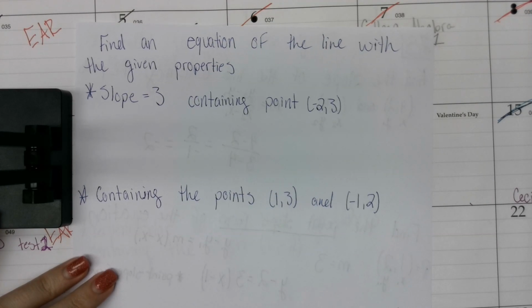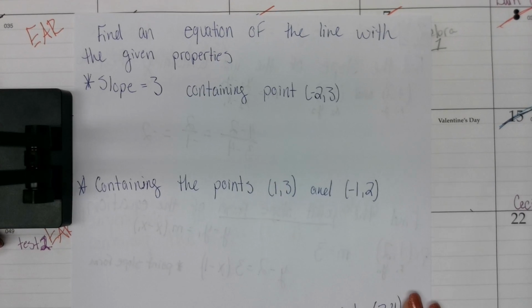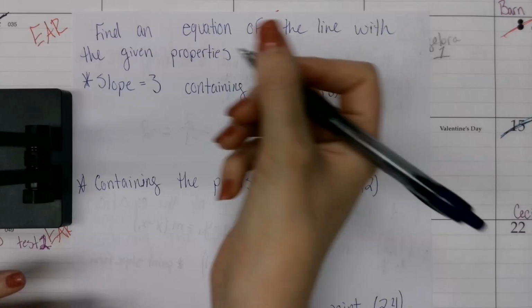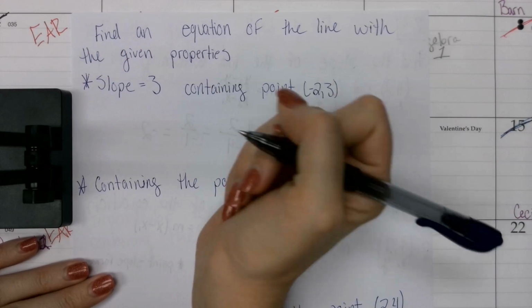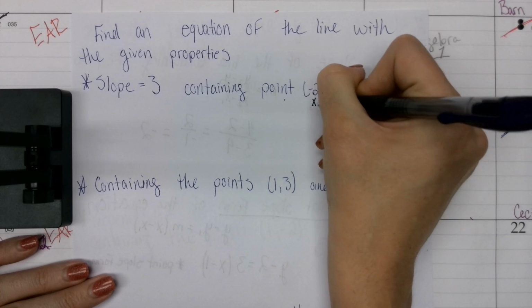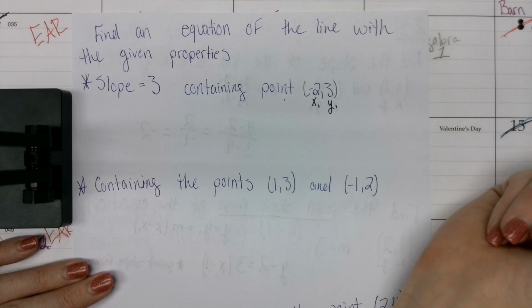So on this one it says find an equation of the line with the given properties. So slope equals 3 containing the point -2, 3. So on this one we're going to have to plug it into that point slope form because they gave us the point and a slope. So this would be our x1 and this would be our y1.